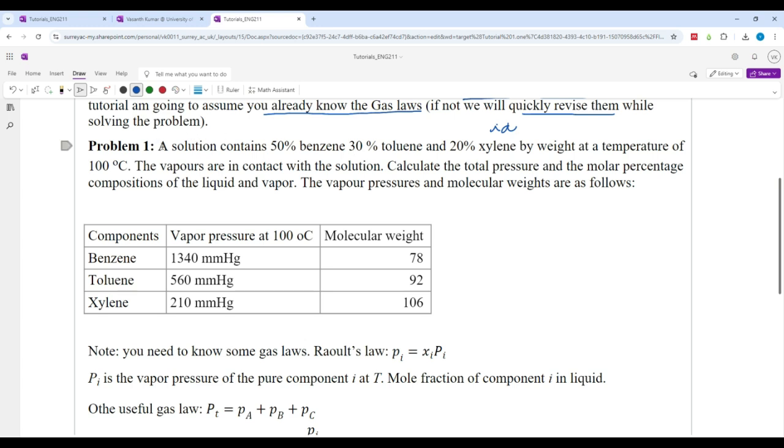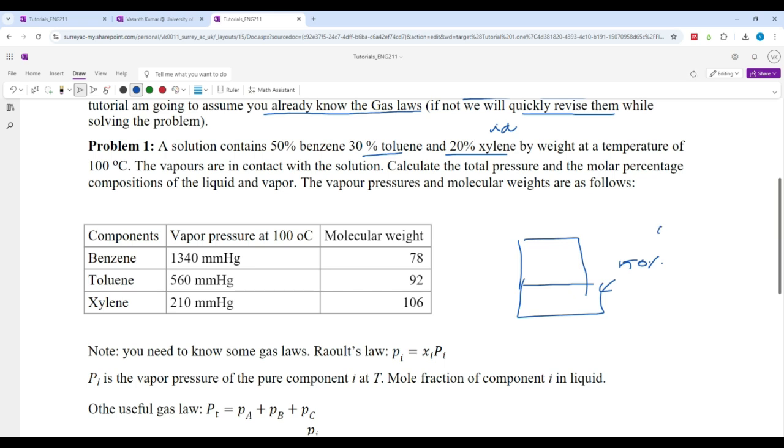So the problem is, we have a solution that contains 50% benzene, 30% toluene and 20% xylene. Let's call this some vessel. You have some liquid that has 50 percent benzene, 30 percent toluene and 20 percent xylene, all by weight. So they are weight percentages. Take care of the units. And this solution is maintained at say 100 degrees centigrade.